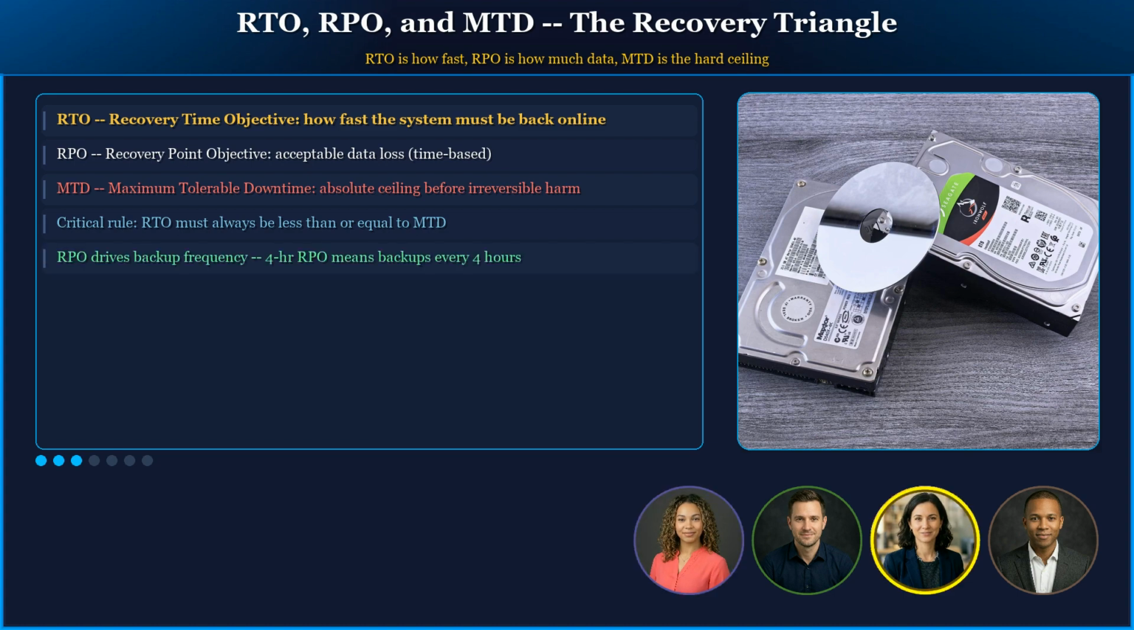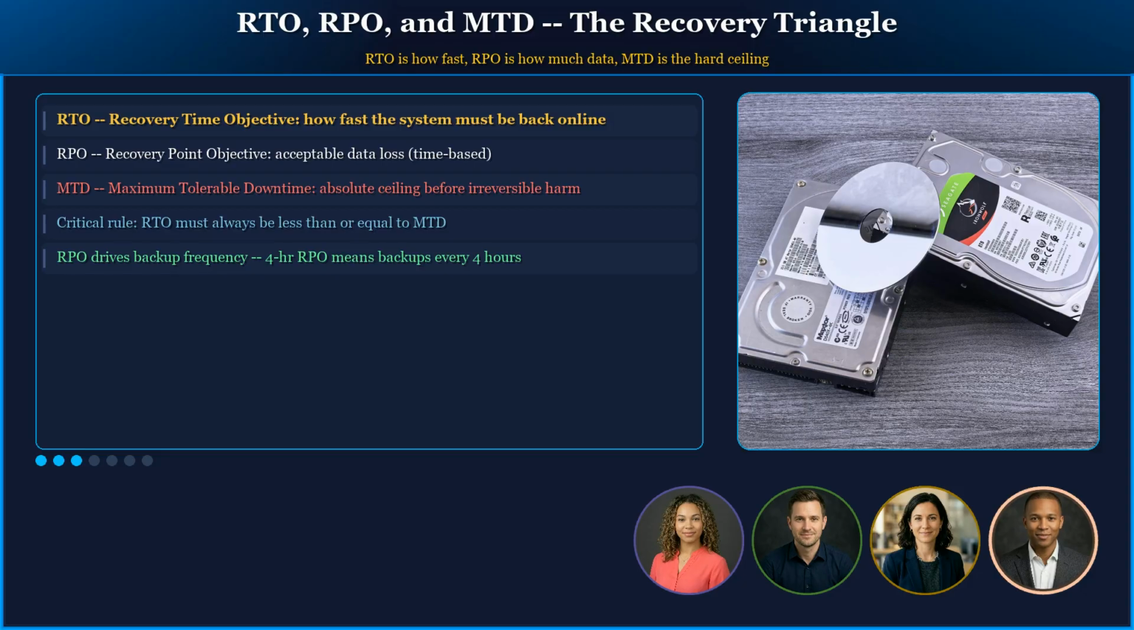The relationship between recovery time objective and maximum tolerable downtime is the one the exam tests most aggressively. Recovery time objective must always be less than or equal to maximum tolerable downtime. If your maximum tolerable downtime is 8 hours, but your recovery time objective says 12, your plan is already broken before any disaster occurs. The business continuity plan must be designed so that the recovery time objective fits inside the maximum tolerable window.